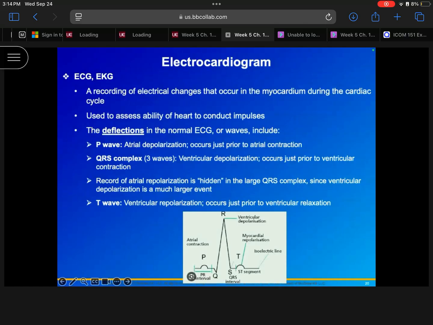And the last little wave at the end is going to be ventricular repolarization. This is going to occur just prior to relaxation, or diastole, of the ventricle. So you can kind of see in this process, it's the cardiac cycle. We have atrial, what comes first? Atrial systole, ventricular systole, and then complete diastole. So complete diastole is basically right at the end of that repolarization.